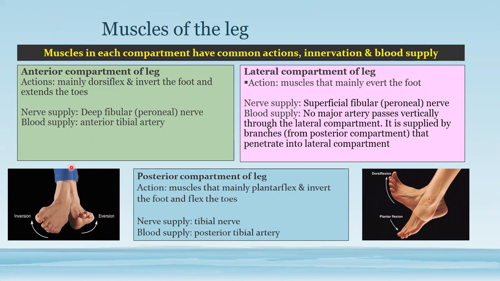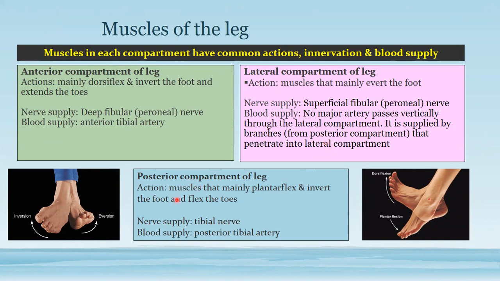Because they are located laterally, so they evert. The nerve supply of the lateral compartment of the leg is by the superficial fibular nerve. For the anterior compartment it is the deep, for the lateral it is the superficial fibular nerve. For the blood supply of the lateral compartment, there is no major artery that passes vertically through it. It is supplied by branches from the posterior compartment of the leg that penetrate into the lateral compartment, so it receives the same blood supply as the posterior compartment of the leg.